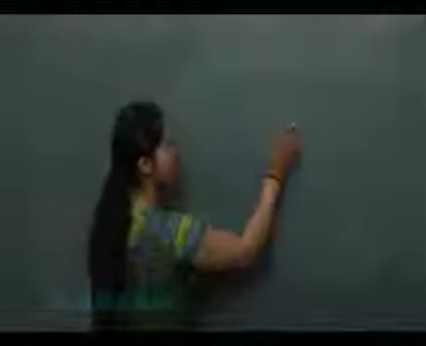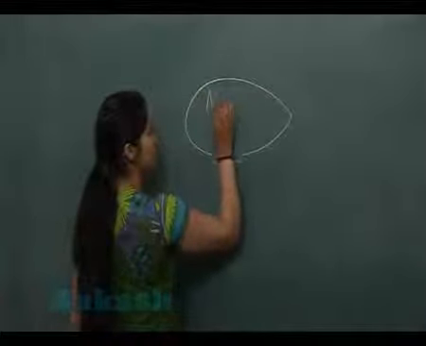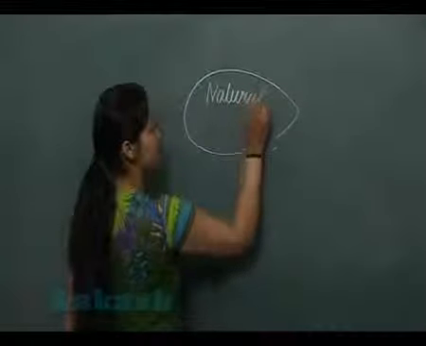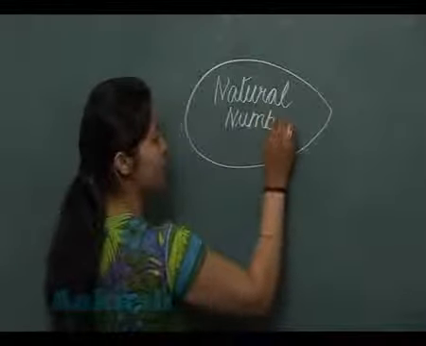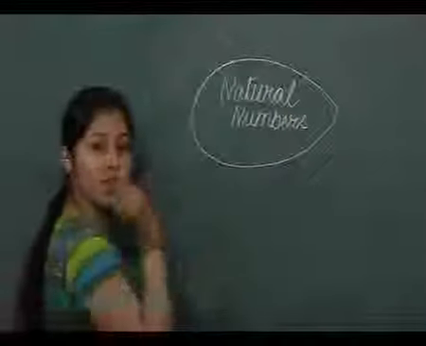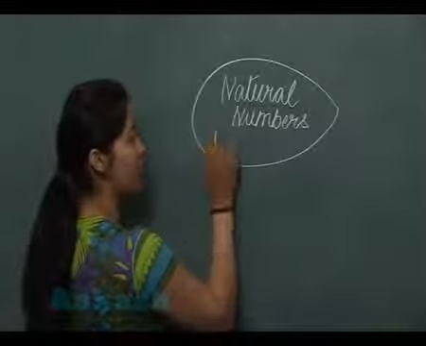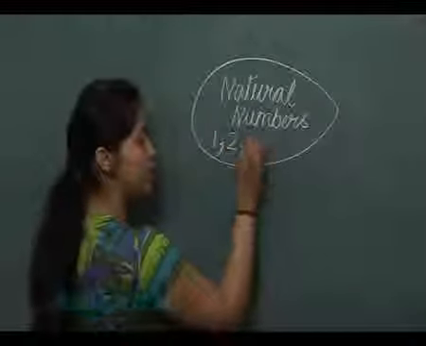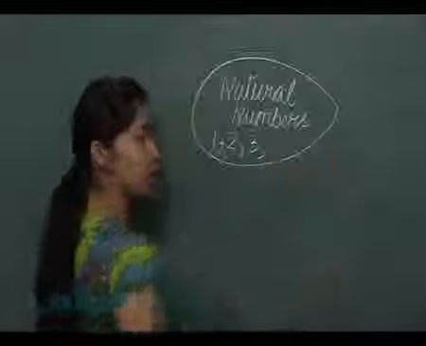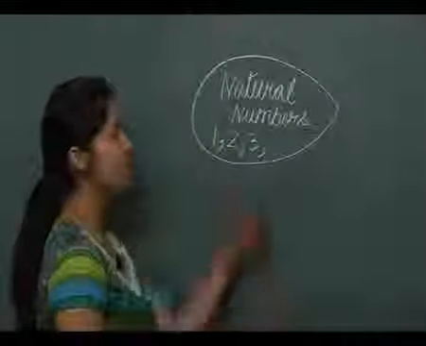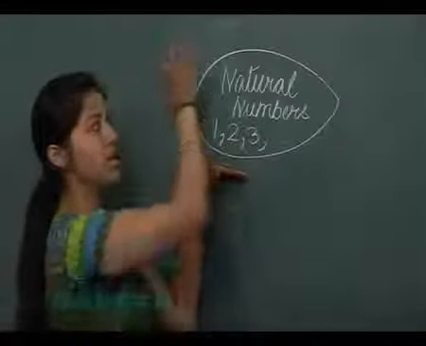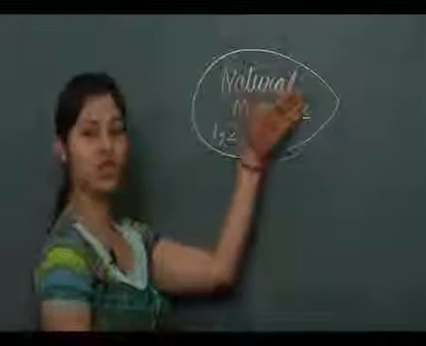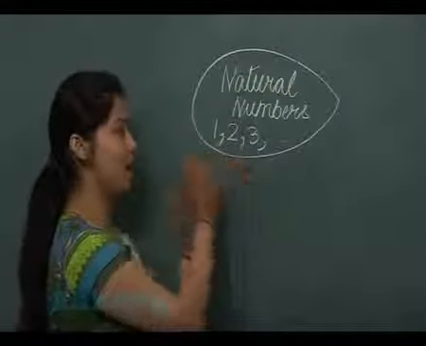First, we'll start with natural numbers. What are natural numbers? Natural numbers start from 1. 1, 2, 3, up to infinity. They go on like this. These are natural numbers. Okay. So, our first part of the real number system is natural numbers, and natural numbers start from 1.